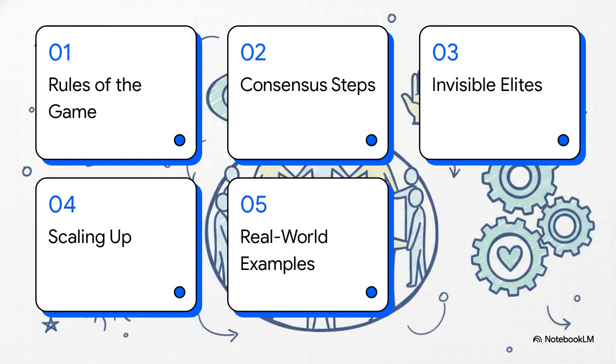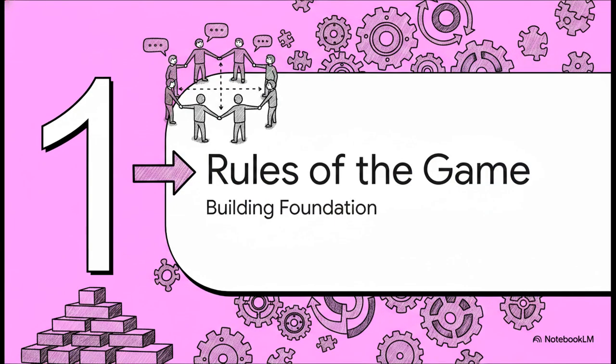To get from that pizza-level chaos to functional community governance, we're going to follow a logical 5-step journey today. We'll start with the rules of the game, then look at the 6 steps to consensus, how to stop invisible elites, how we scale up, and finally, some real-world examples. Starting off with Section 1, the rules of the game.